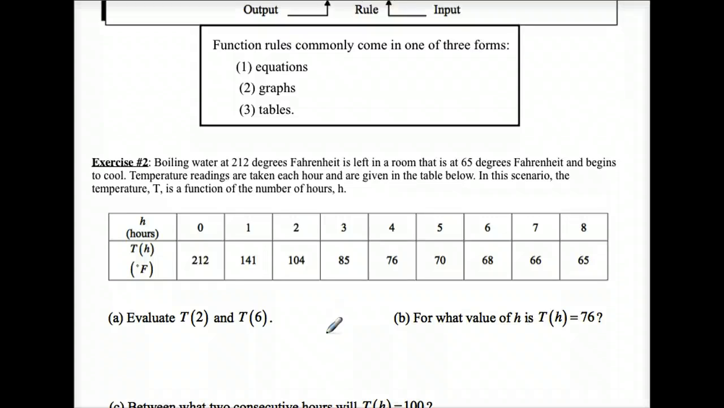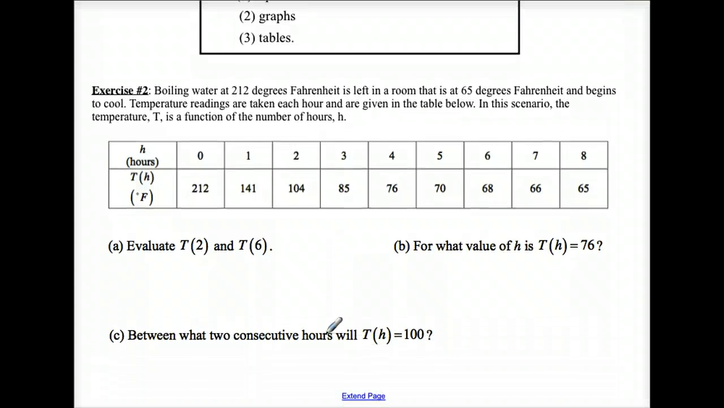Let's look at an example with a table. Boiling water at 212 degrees Fahrenheit is left in a room that is 65 degrees Fahrenheit and begins to cool. The temperature readings are taken each hour and are given in a table below. In this scenario, the temperature T is a function of the number of hours. Evaluate T of 2 and T of 6.